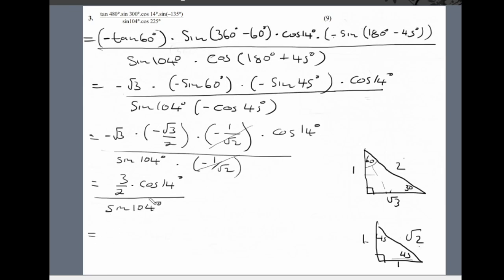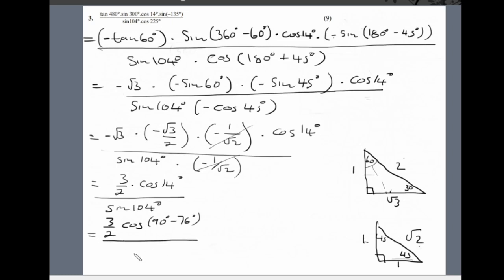So now we will need to reduce sine 104 and cos 14. So cos 14, I'll write it as a co-function. If I say 90 minus 14, it's equal to 76. So I'll write 14 as 90 minus 76. Cos 14 is the same as saying cos (90 minus 76), because 90 minus 76 is 14.